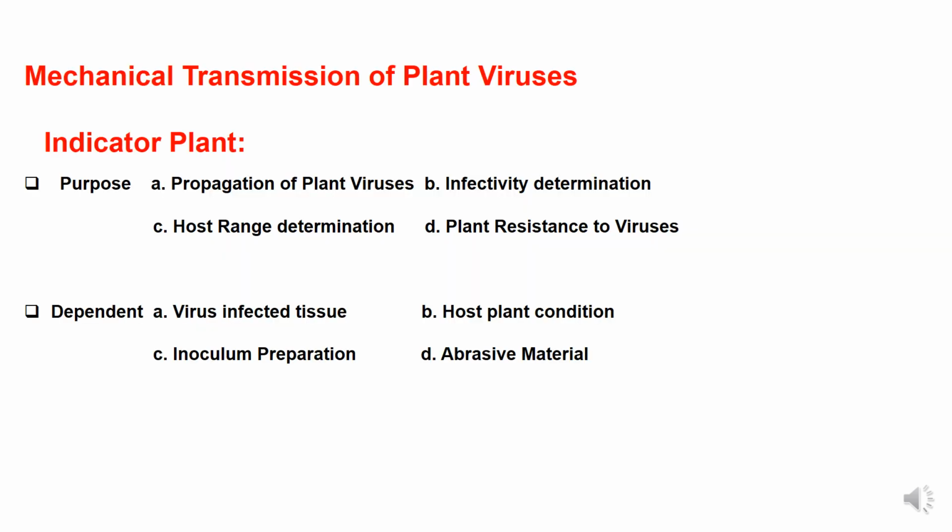To address this issue, plant virologists developed an easy, economical, but effective method known as the mechanical transmission of plant viruses. For this method, an indicator plant is used, which is usually tobacco or Chenopodium, which confirms the presence or absence of the virus.